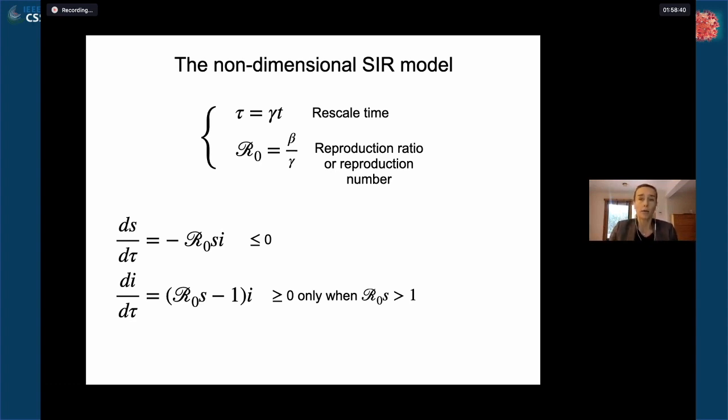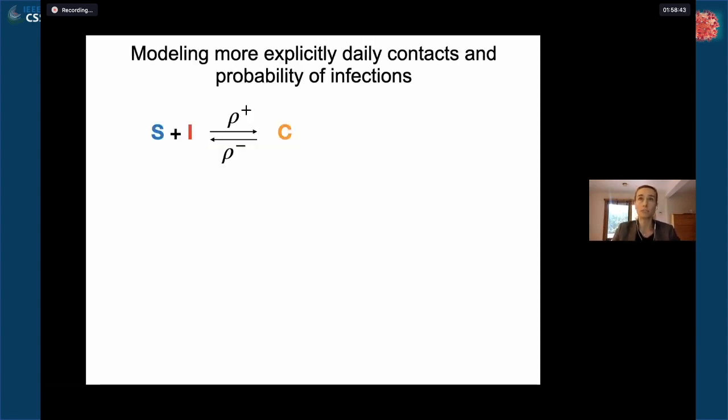Now, can we model more explicitly daily contacts and probability of infection? So let's say that susceptibles and infected individuals, as if they were particles in a well-mixed solution, can come in proximity and create some sort of complex, okay? And how long that complex stays around is going to affect how likely you are to generate an infection, okay? So you have two reactions here, rho plus and rho minus are the reaction rates, and they tell you how quickly you associate and dissociate from a complex. From there, you have, again, a certain probability of creating two infections, and then there's the usual reaction of recovery.